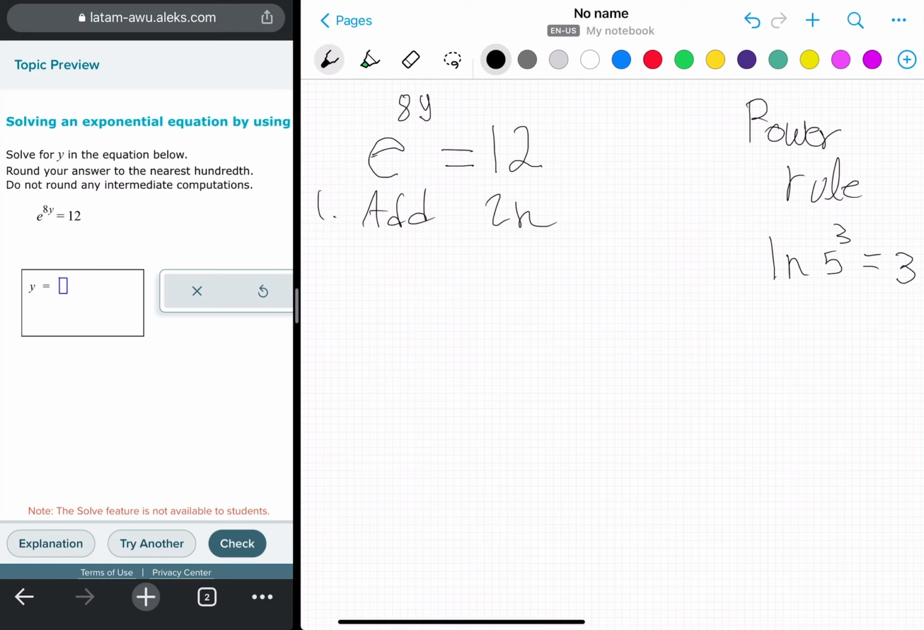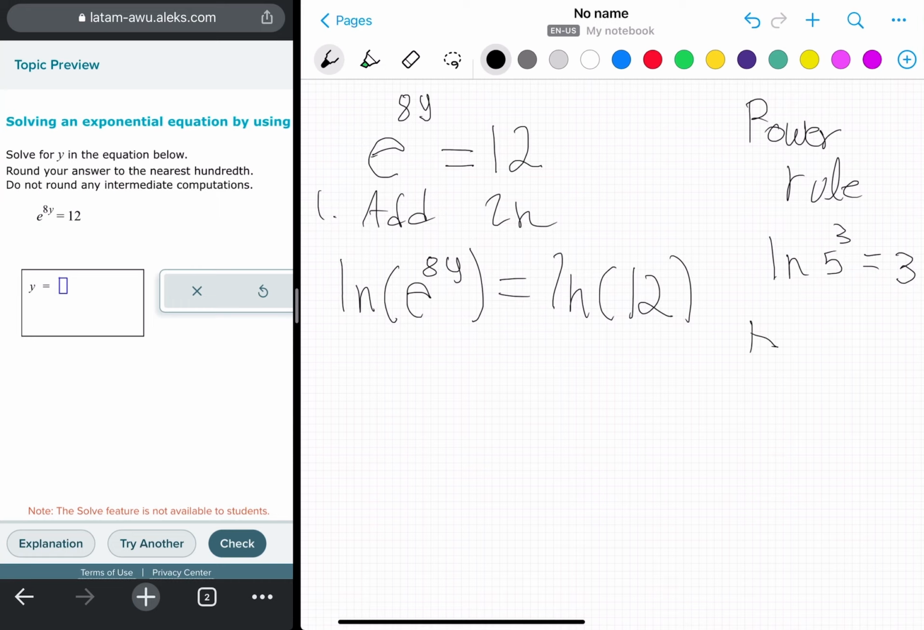So if I add a natural logarithm to the left side of this equation, I will have natural logarithm of e to the 8y, which equals the natural logarithm of 12. I am adding a natural logarithm on both sides so that I don't affect the equality.